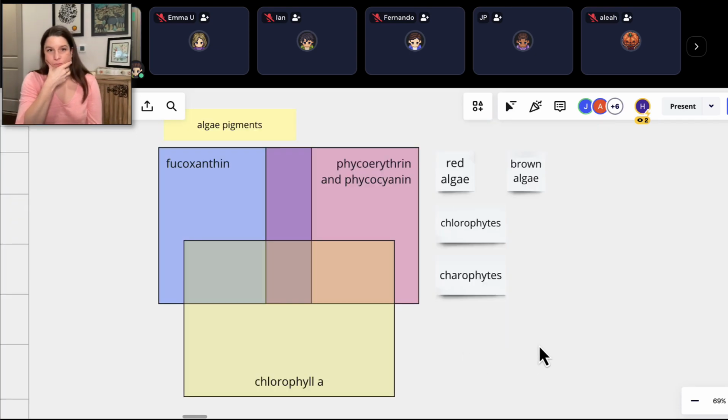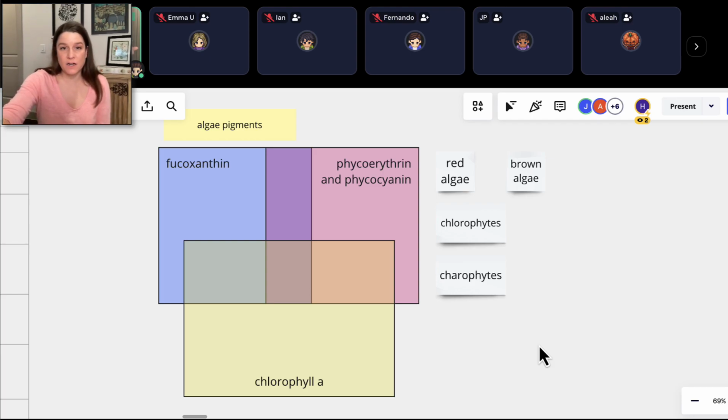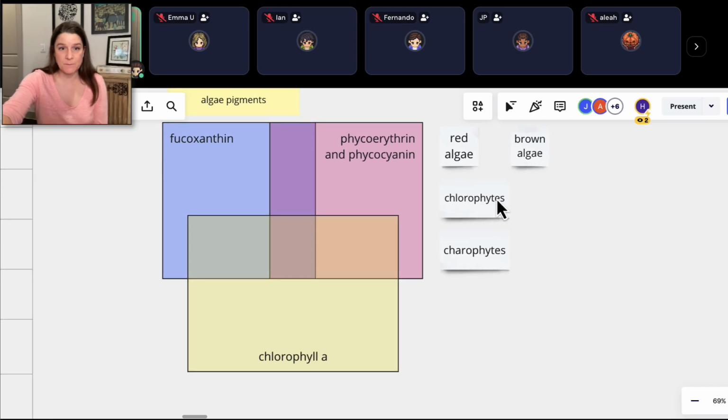Chloro actually means green. So chlorophytes, charophytes, well, particularly chlorophytes. Chlorophytes is referring to, the chloro word actually means green, like chloroplast, chlorophyll, all that kind of thing. So the chlorophytes are going to have chlorophyll A. They don't have any of the other ones. They just have chlorophyll A. And they are a type of green algae.